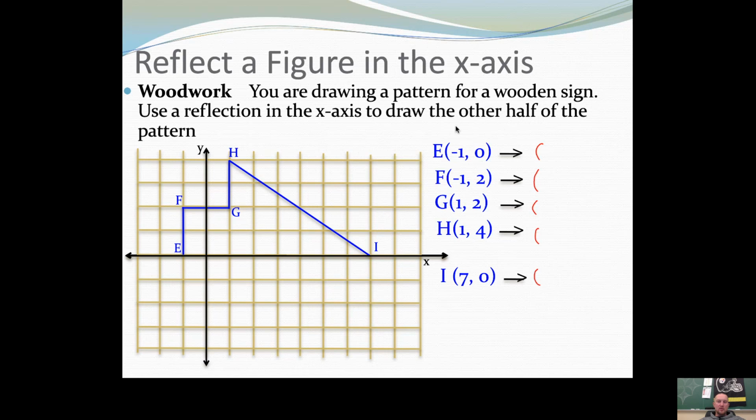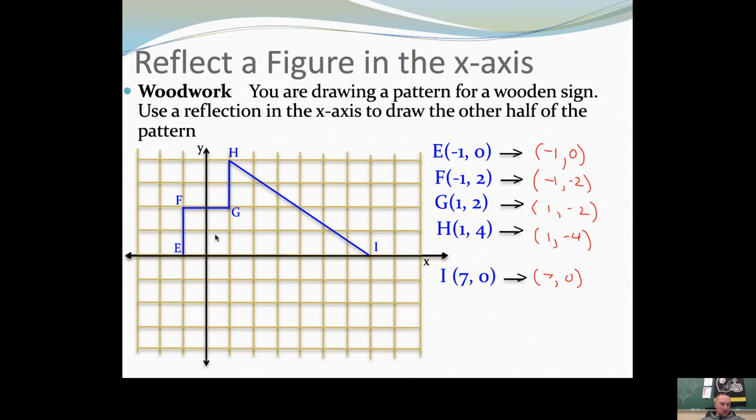So we have these 5 points. All of them have an x value. Keep all of those x values the same. That's how you reflect over the x-axis. Then take your y values and change them. If it's a 0, you're not really taking the opposite of a 0, but you can take the opposite of a positive 2 and make it a negative 2. You can take the opposite of a positive 4, make it negative 4. There's your 5 points that would give you the image of this figure.